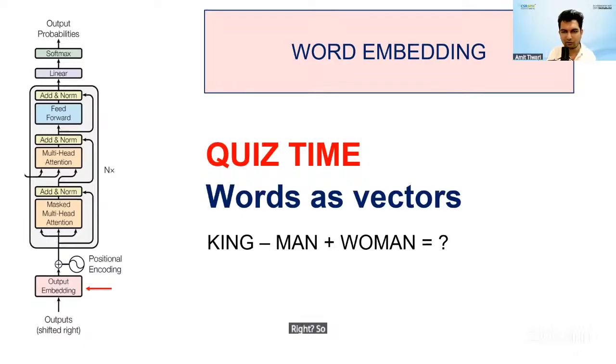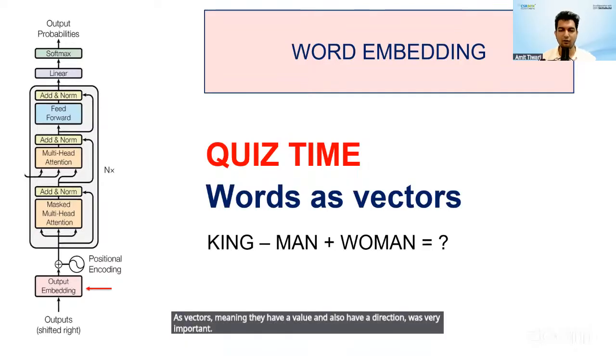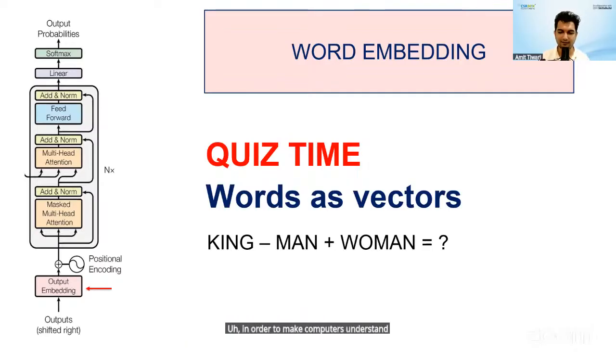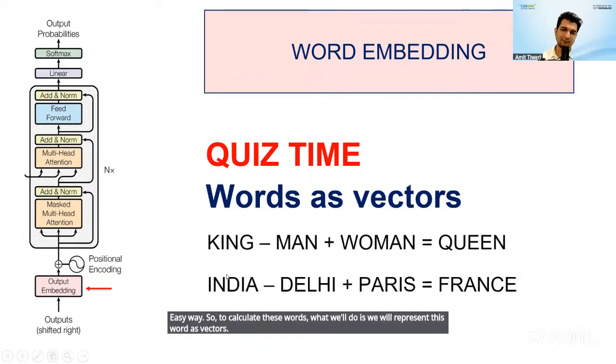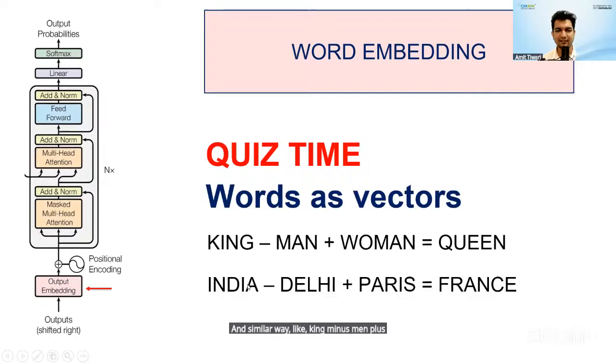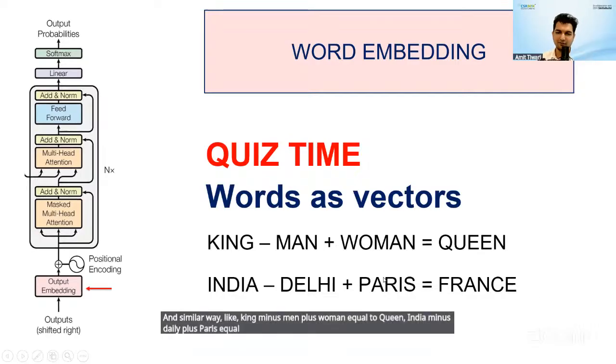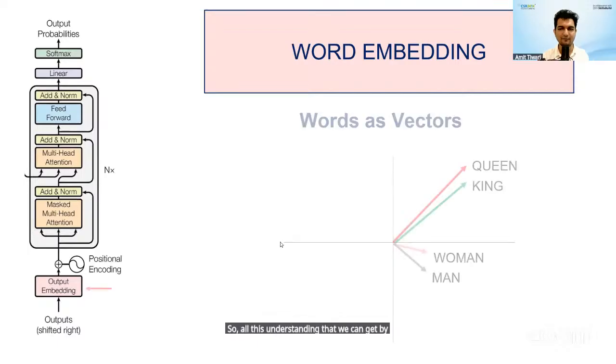So words don't only have a value, but they also have a direction. And that understanding of words as vectors, meaning they have a value and also have a direction, was very important in order to make computers understand words in a very easy way. So to calculate these words, we will represent each word as a vector. In a similar way, king minus man plus woman equal to queen, India minus Delhi plus Paris equal to France. All this understanding we can get by adding and subtracting words.